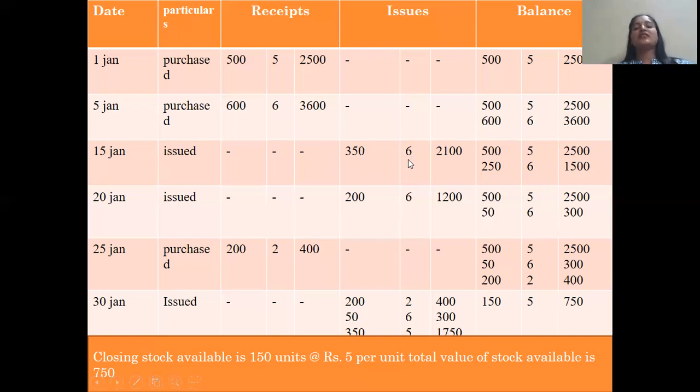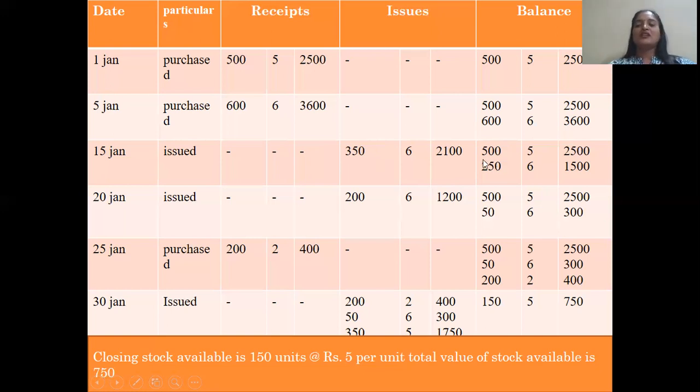And next, what is the cost per unit? 6. And 350 into 6, 2100. Now, what is the balance available? 500. Carry the same balance, 5 per unit, amounted to 2500. Out of 600, we have issued 350.